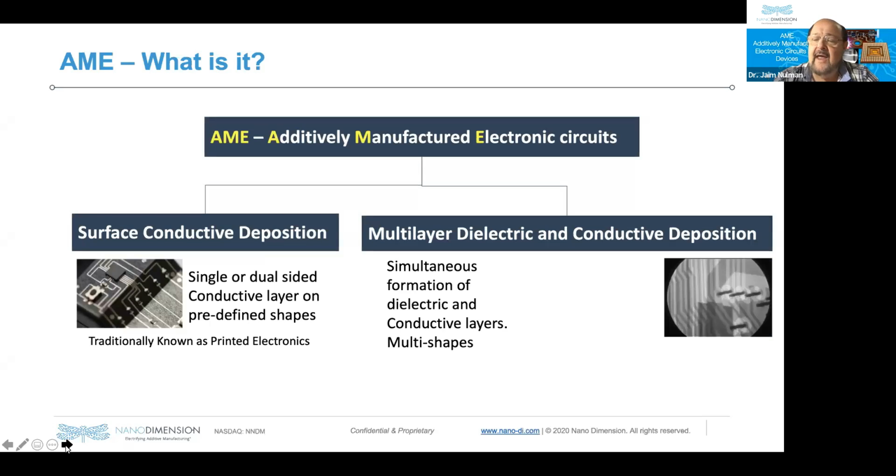And this brings the ability to create different structures, like a multi-layer electronic device. This is an X-ray of a 7-layer system where you can see also the vias. And the unique thing here is that you have a simultaneous formation of the dielectric and the conductive layers. And we'll see that in a few slides more clearly.